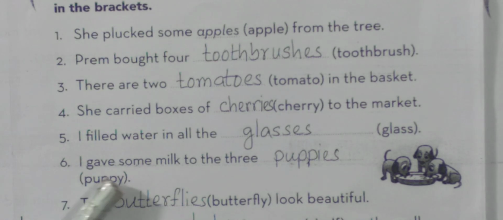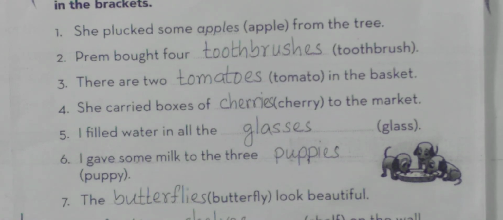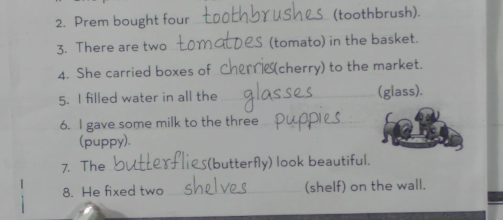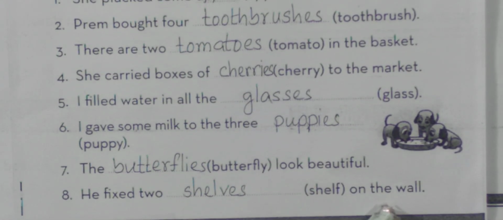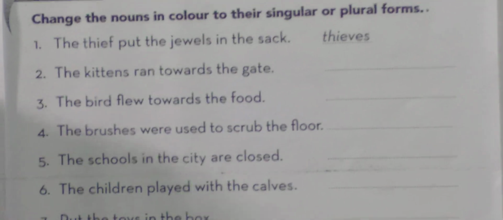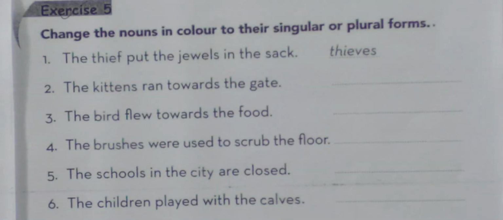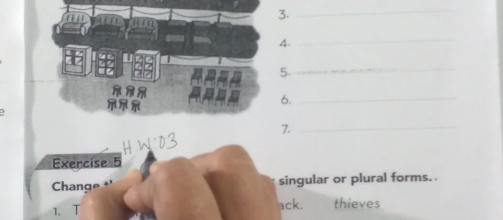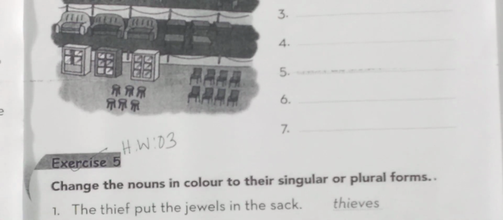Number 6, I gave some milk to the 3 puppies. Number 7, the butterflies look beautiful. Number 8, he fixed 2 shelves on the wall. Now we will go to our next exercise, exercise number 5. So we will do 3 and 5, and 5 will be your HW, okay? HW number 3 will be your 5W, and you will write the answer only, okay?